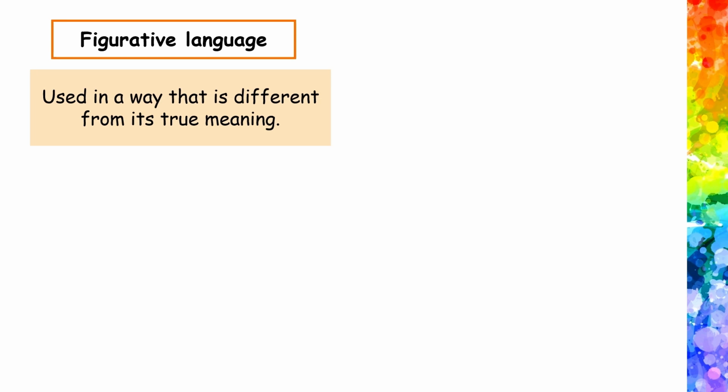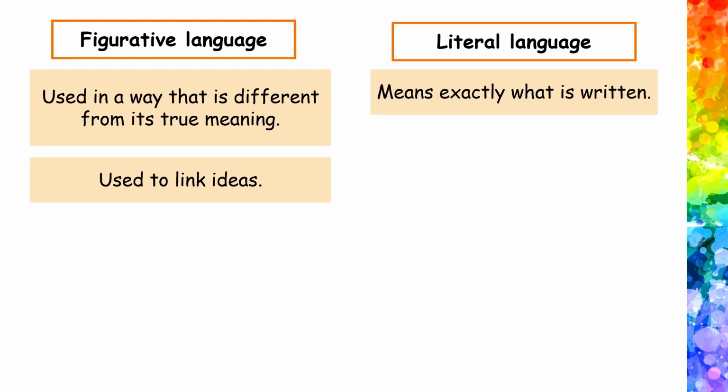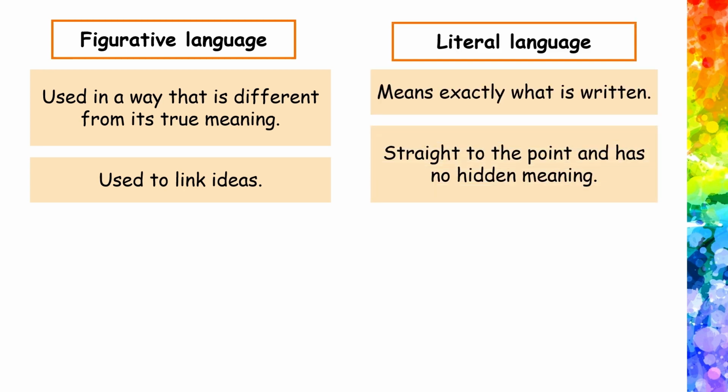Figurative language is language that is used in a way that is different from its true meaning. It is used to link ideas in order to make language more interesting and help the reader better understand what the writer is talking about. On the other hand, literal language means exactly what is written. It is straight to the point and has no hidden meaning.